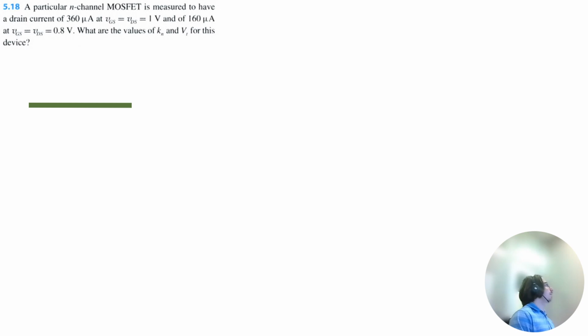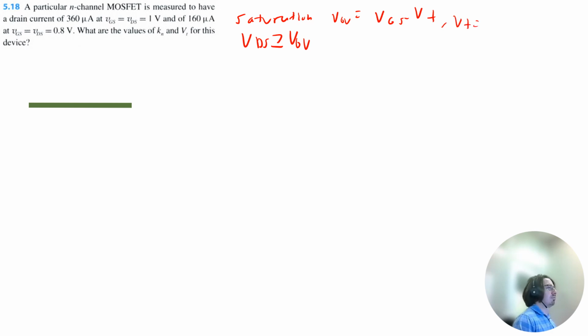So we have drain currents. I think an important question to ask is, are we in the saturation region or in the triode region? Saturation would mean that VDS is greater than or equal to my overdrive voltage, and the overdrive voltage can be calculated as VGS minus VT. Well, if VDS is equal to VGS, then even if VT equals 0, which is not possible, VDS would still be greater than or equal to V overdrive.